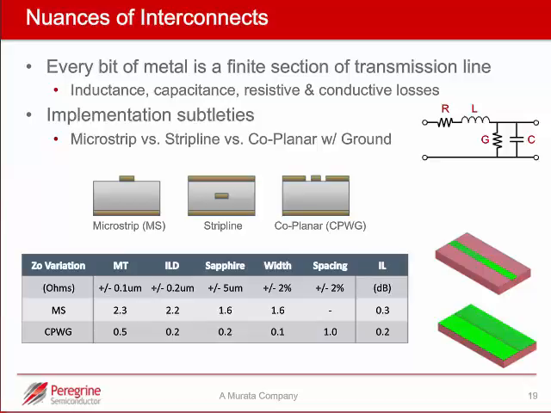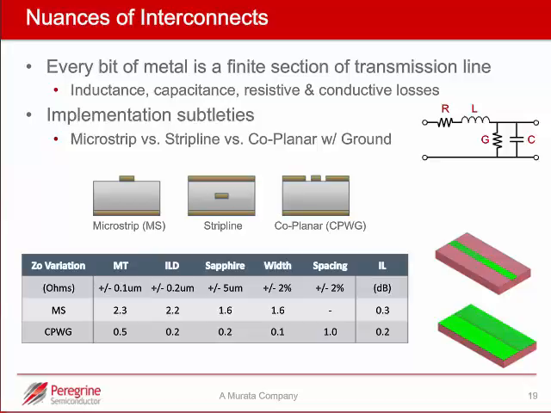And what is shown in the table at the bottom is a comparison of the characteristic impedance for the two different scenarios, the microstrip and coplanar. And what is done is the different physical parameters are varied by percent or micron, and you can get a sense of the sensitivity of the microstrip versus coplanar to those variations.